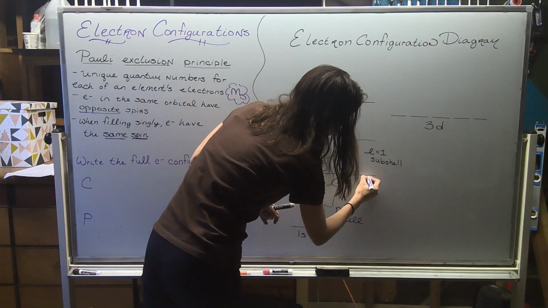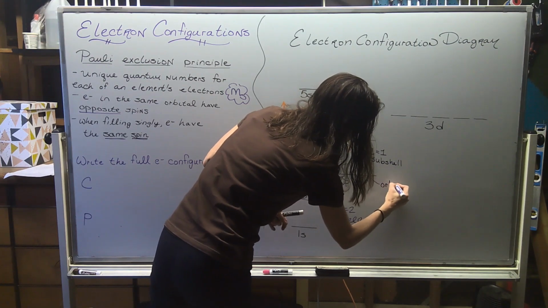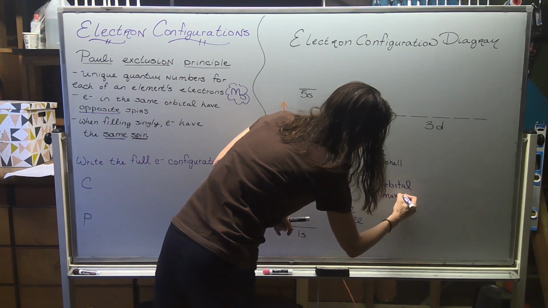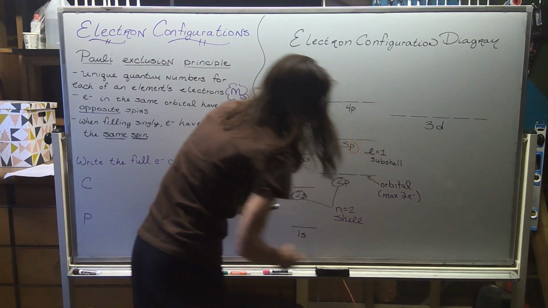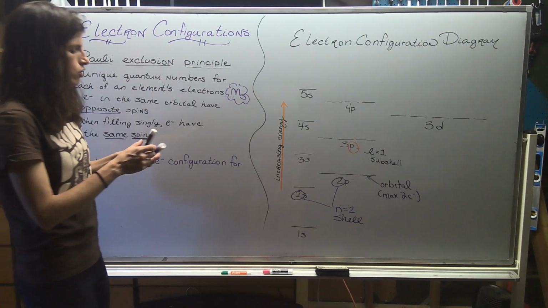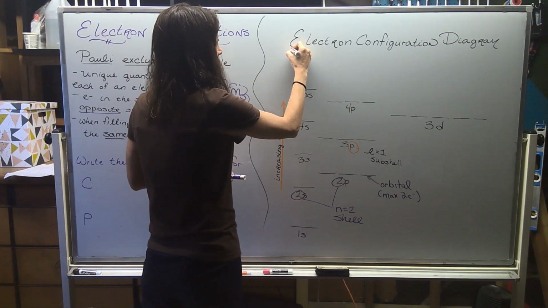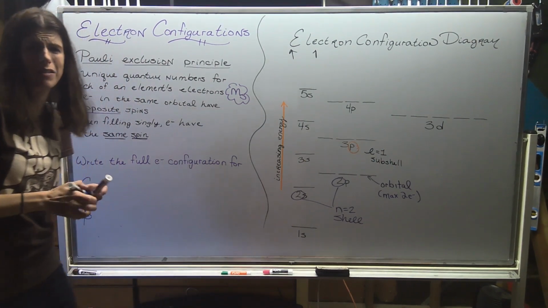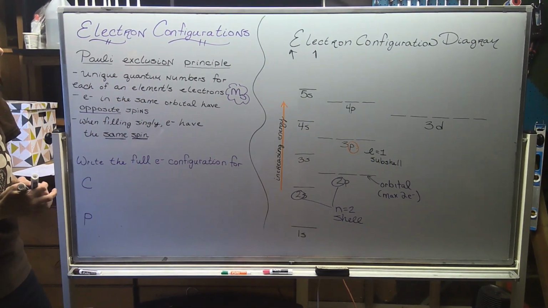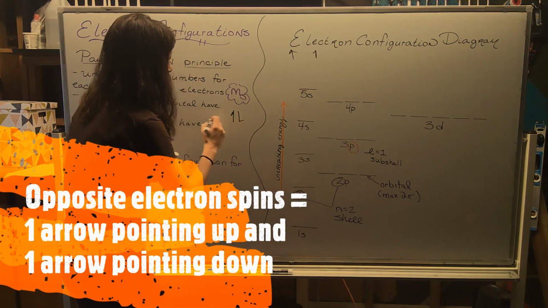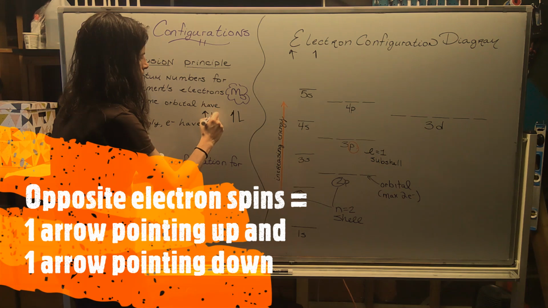Each one of these lines is called an orbital, and it holds a max of 2 electrons. The electrons themselves are represented by arrows. We can do a full arrow like this, but oftentimes we wind up doing half arrows, maybe out of laziness or something. And when we talk about opposite spins, you could also do full-headed arrows like that.